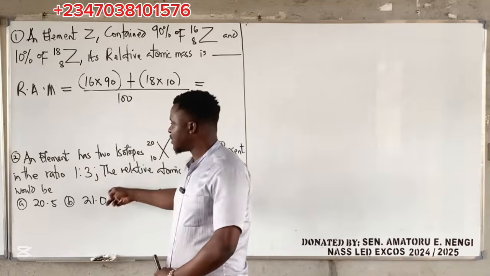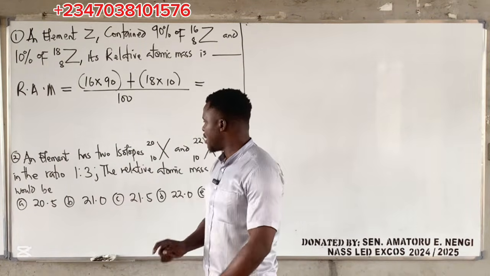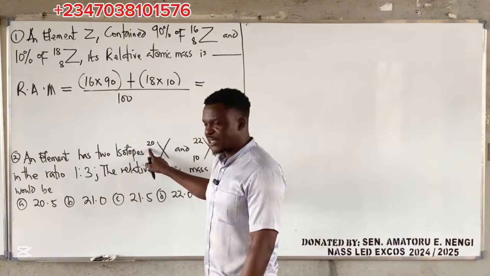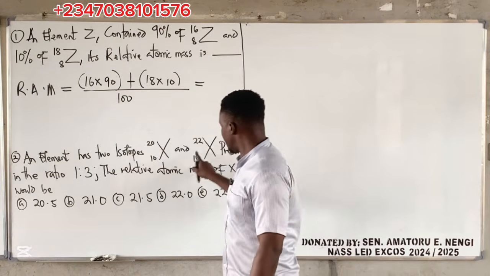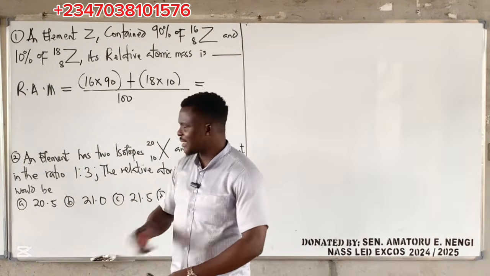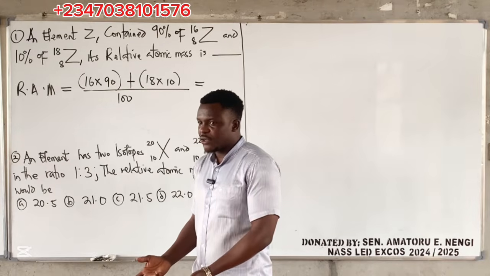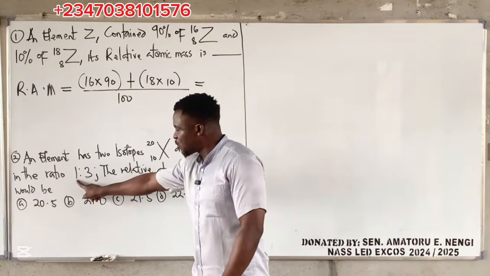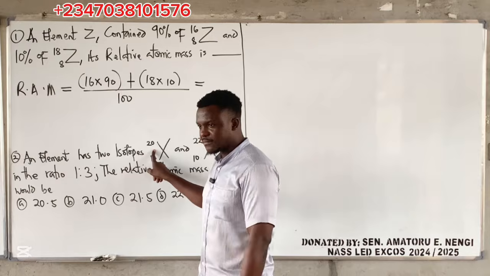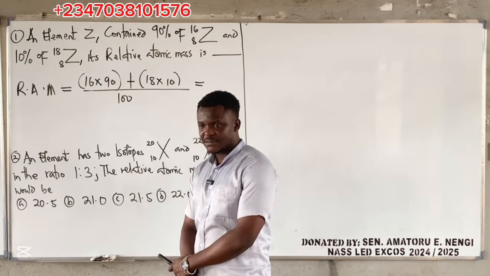Anyhow. Now, let's look at this guy. This is a very technical question. This time around, they gave us the mass of the first isotope, 20, right? They gave us the mass of the second one. But they did not give us percentage abundance. Instead, they gave us a ratio, right? So you don't have to worry yourself. It means that this one is for the first one, and this one is for the second one. Let's take it like that, right?